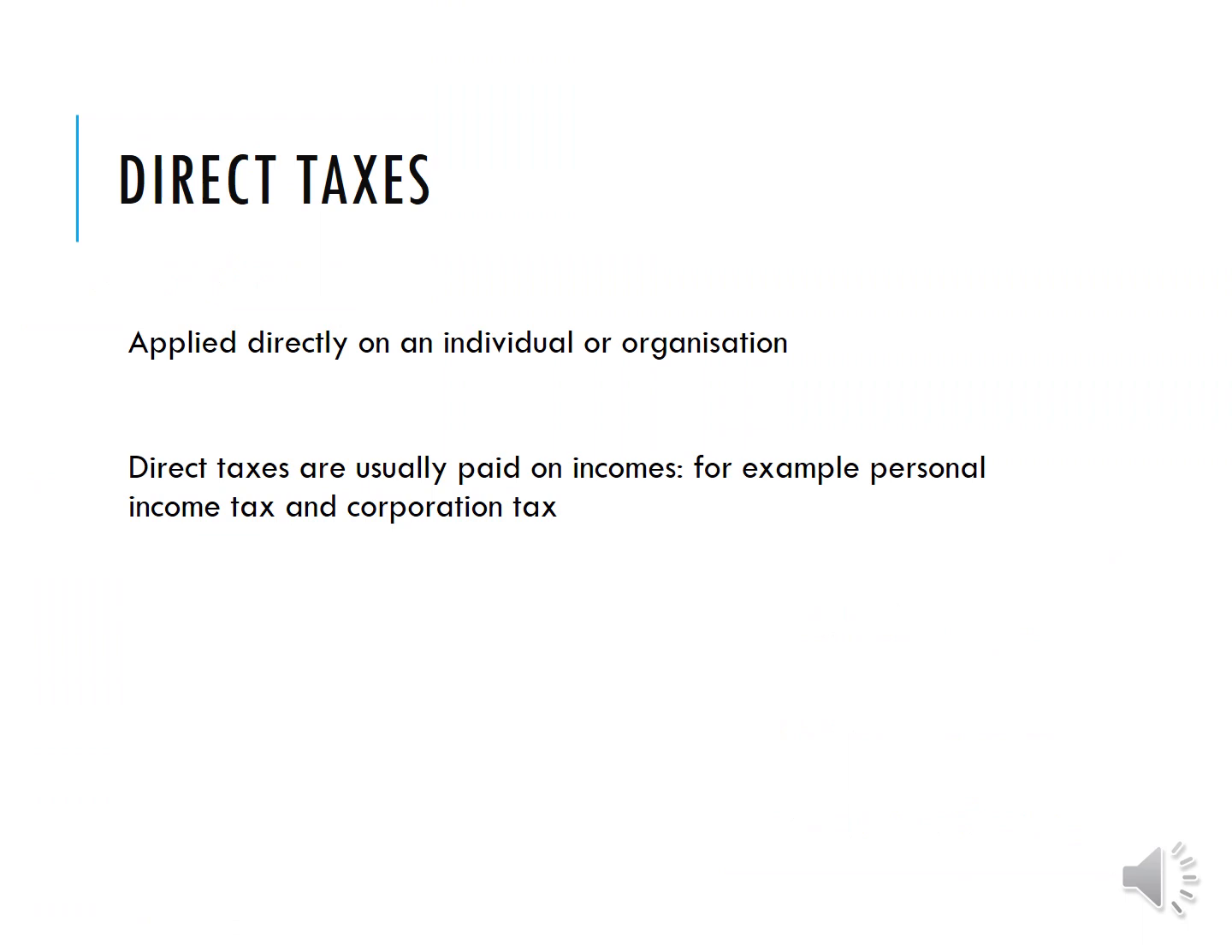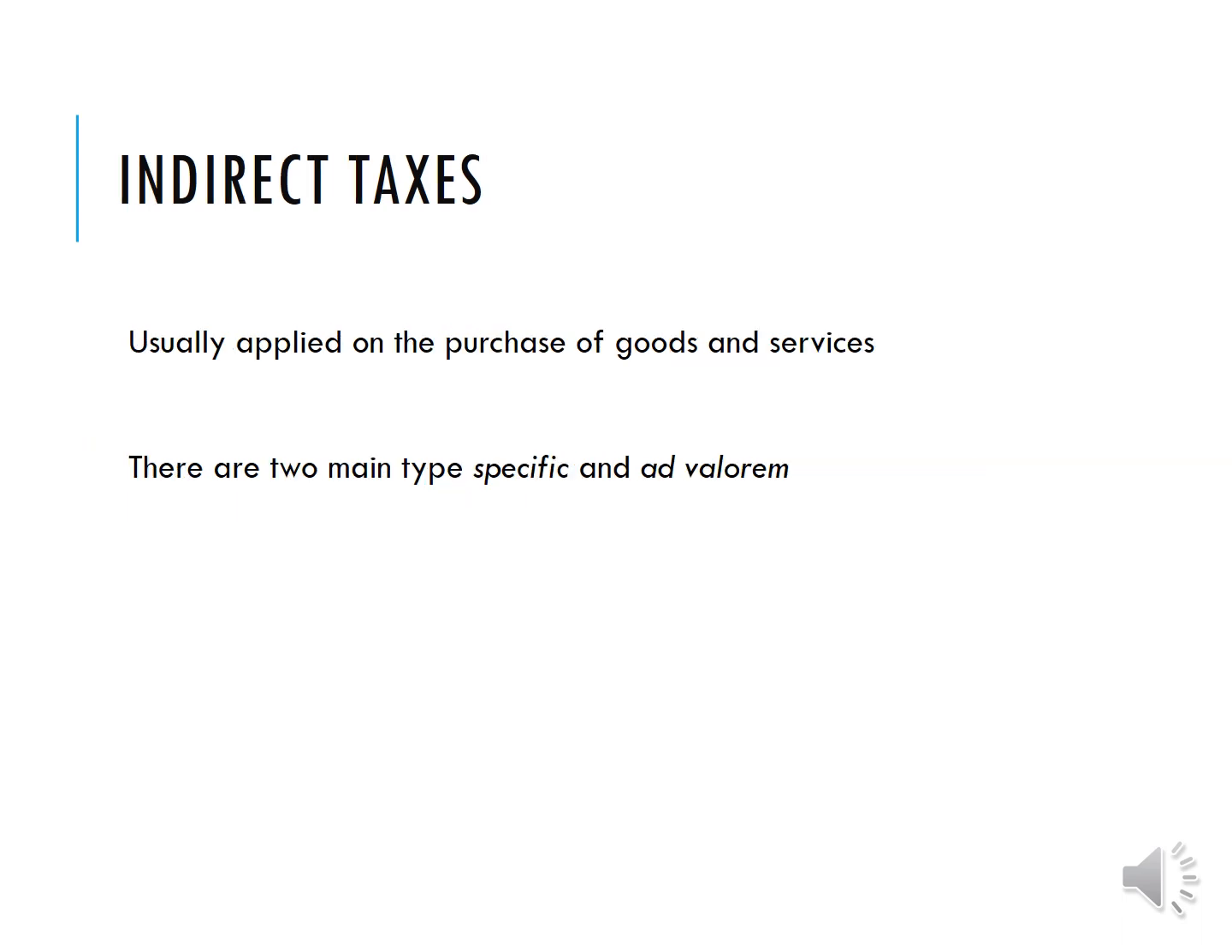There are two broad types of taxes. The first one is a direct tax, and this is applied directly on an individual or organisation. And they're usually paid on incomes, for example, income tax or corporation tax, and they're taken directly off you. It's very difficult to avoid paying these types of taxes. Second category of tax is an indirect tax, and these are usually applied when you buy a good or a service. And there are two main types, specific and ad valorem, and we'll look into these two now.